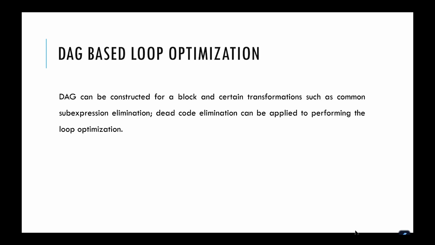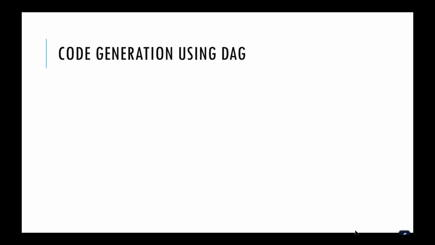Next, we have code generation using DAG. Generating code for the DAG is much simpler than for the linear sequence of three address code. Using DAG, we can rearrange some sequences of instructions and generate efficient code. There are various algorithms used for generating code for a DAG. It is shown here: code generation from DAG.